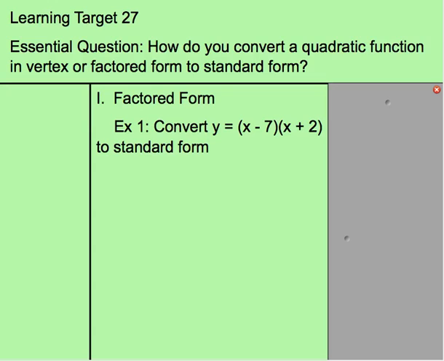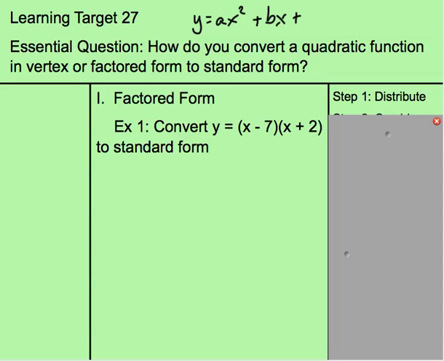into standard form. So our first step is to distribute. Standard form is when there are no parentheses at all in the equation. In general, standard form, if you remember, is y equals ax squared plus bx plus c, where a, b, and c are numbers and your x and y are variables. So our first example here, we've got the quantity x minus 7 times the quantity x plus 2, so we're going to use distributive property.